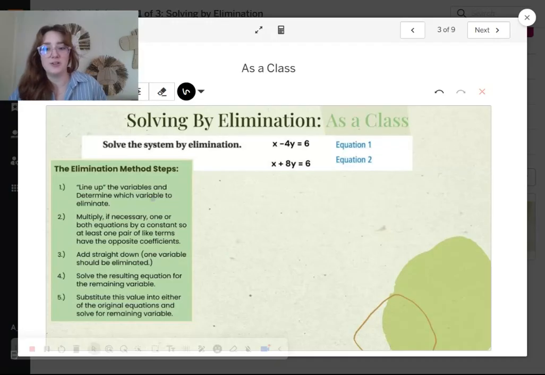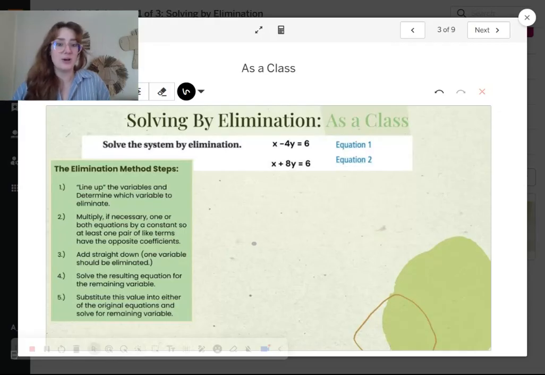And we need to figure out which variable we want to eliminate. We want to cancel out, okay? So whenever we're solving with elimination, our goal is for something to cancel, something to be X'd out. So this is where we're thinking back to additive inverses, like opposites.